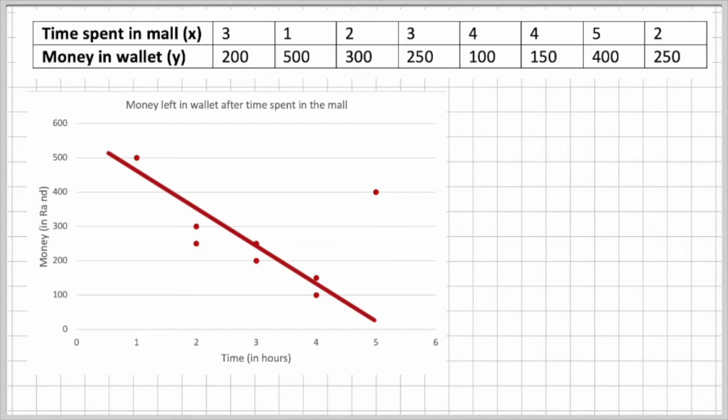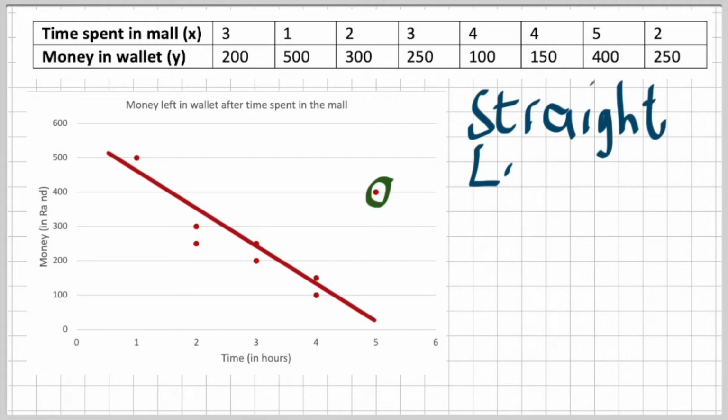hopefully you can see it's a straight line, except maybe for that little point there. That's a bit of a dodgy point. Remember, we call them the outlier. So when we look at that, I am going to start by looking at a straight line fit.